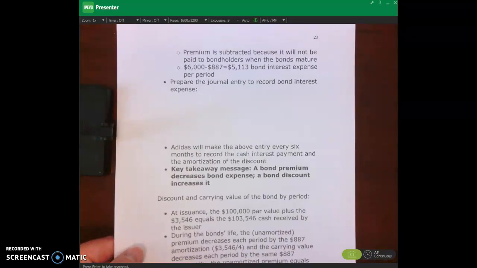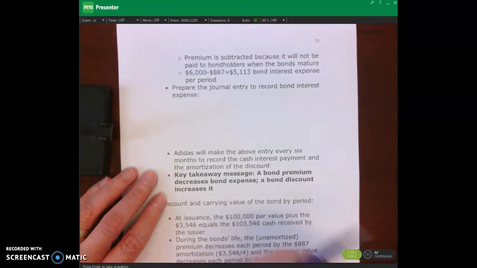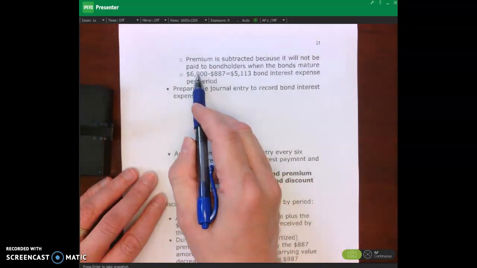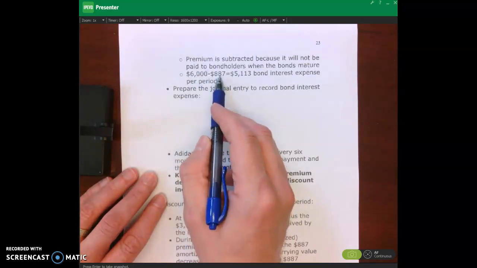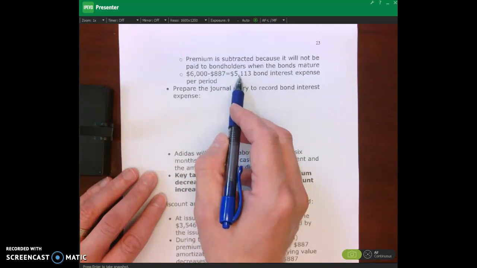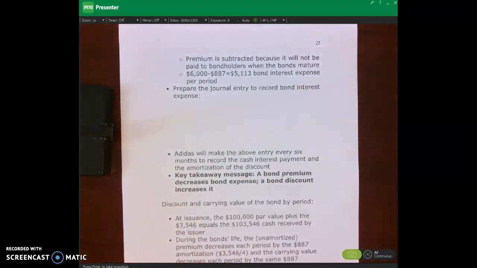Okay? That's how we figure out our debit to bond interest expense. So in this case, we take our $6,000, which is how much we're going to pay our bondholders, minus the $887, which is the amortized premium, gives us our debit to bond interest expense right there.